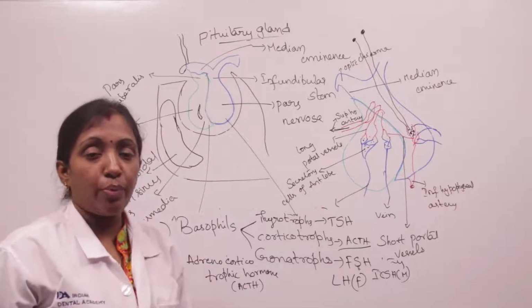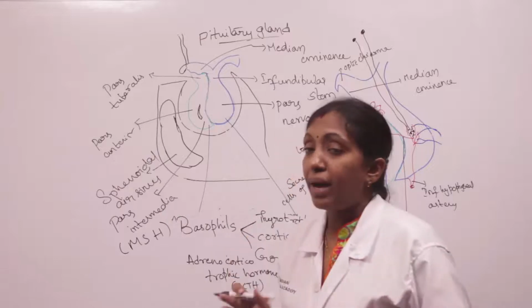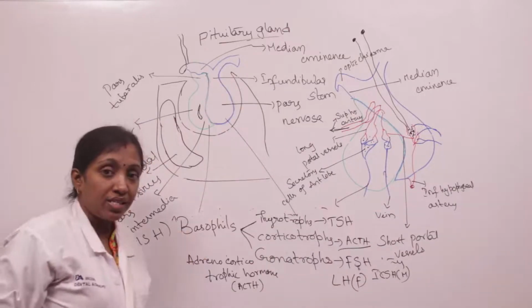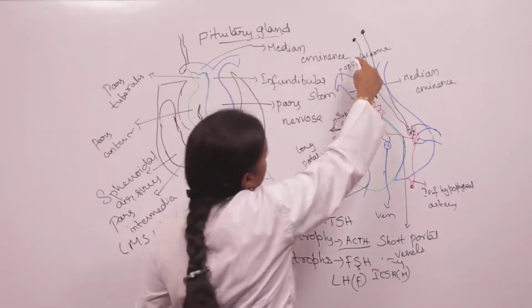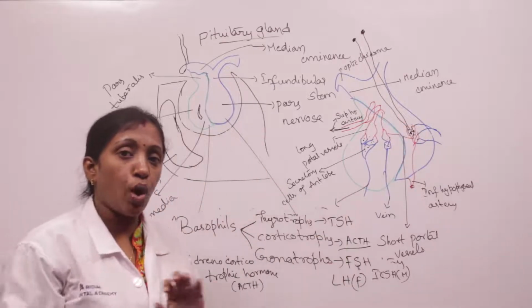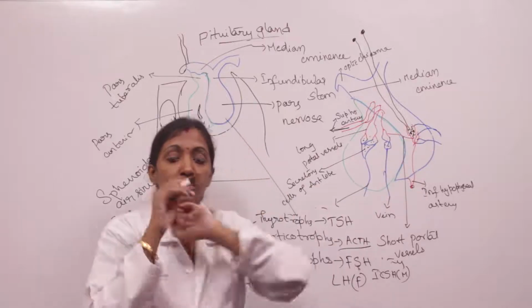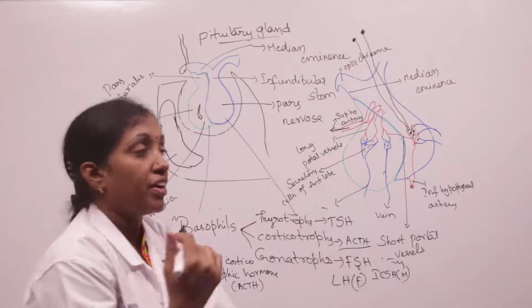And coming to the posterior pituitary, the posterior pituitary consists of unmyelinated nerve fibers. At the endings of the unmyelinated nerve fibers, knob-like structures are present. These round structures are called Herring bodies. These Herring bodies consist of neurosecretory vesicles.